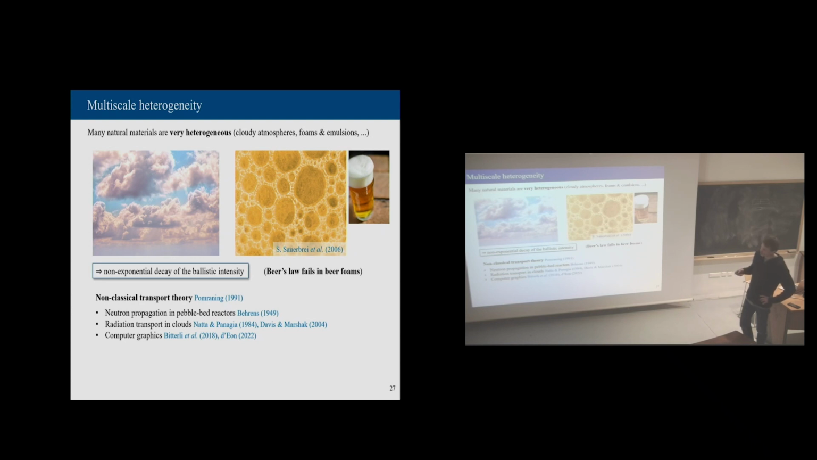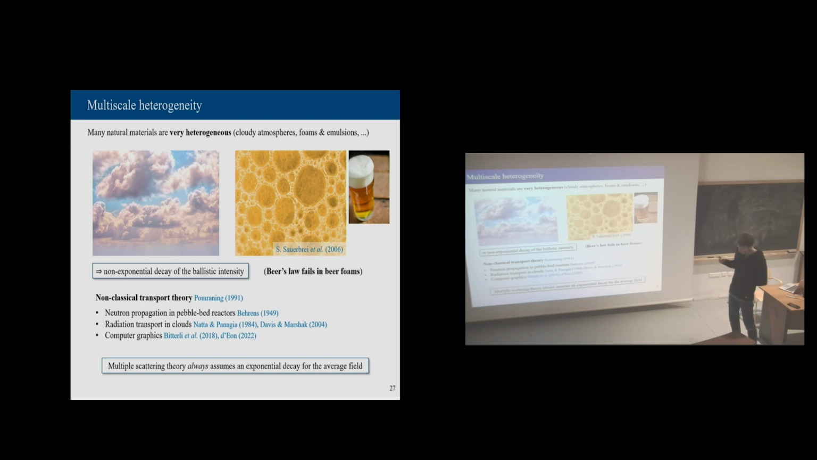This process is very important. It has been known again for a long time. People started to study this problem when studying the propagation of neutrons in pebble bed reactors that are strongly heterogeneous. There is a lot of work also on radiation transport in clouds, including a famous work by Davis and Marshak on Levy flights in clouds. And it's becoming important also in computer graphics because people try to represent somehow in virtual scenes the appearance of a cloud, for instance, and this non-exponential decay is extremely important.